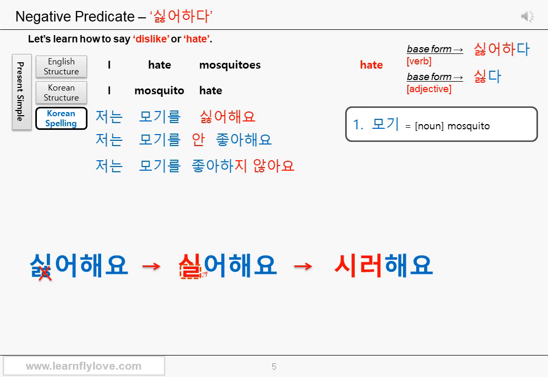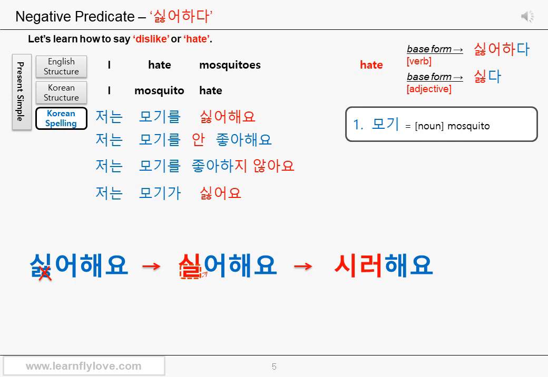You can also use the adjective 싫다. 저는 모기가 싫어요. The subject particle 가 is added to what seems to be an object 모기 simply because 싫다 is an adjective predicate. You cannot use the object particle with an adjective predicate. You will learn more about this type of adjectives in a different lesson. 저는 모기를 싫어해요. Or 저는 모기가 싫어요.